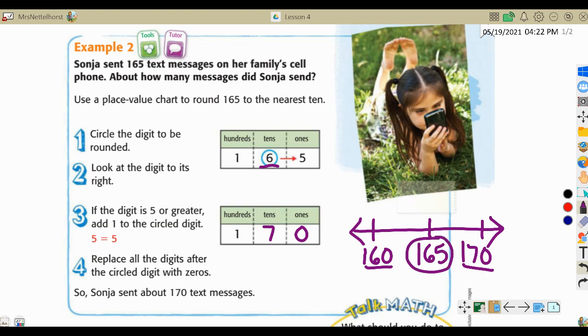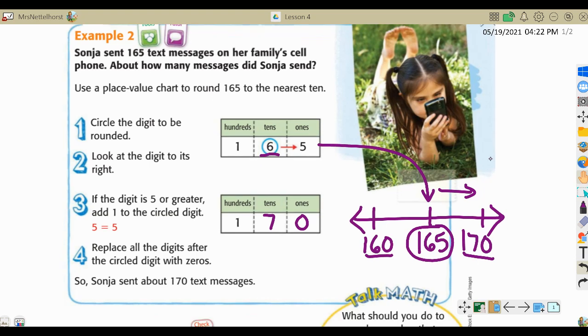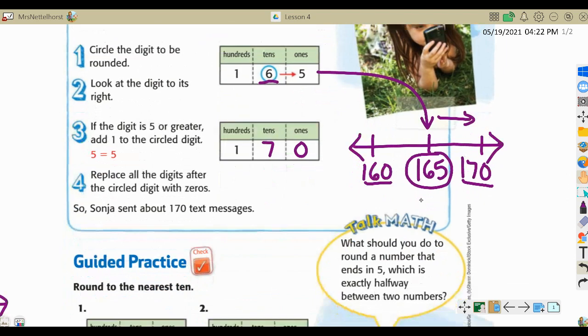And I put the 100 back in front of it. So 165 is smack dab in the middle. And so then I look at this and I say, oh, look, it's exactly 165. And we know from our mathematician rule that we automatically round up to 170. And there's our answer. So Sonia sent about 170 text messages.